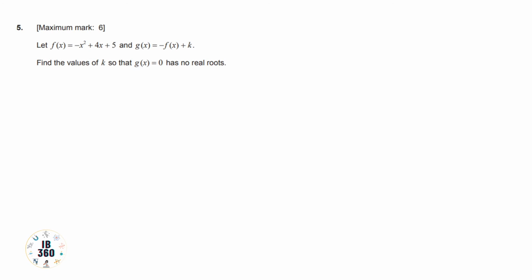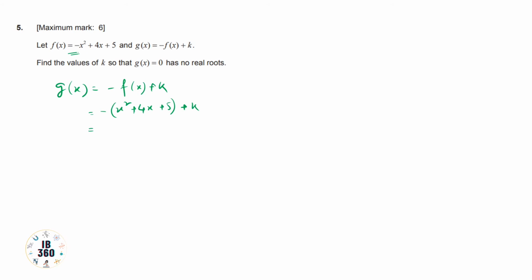Now the fifth question, let f(x) equals minus x square plus 4x plus 5 and g(x) equals minus f(x) plus k. So find the values of k so that g(x) equals 0 has no real roots. So this is a very simple question. We will do it like this. So first of all, g(x) equals minus of f(x) plus k. So the value of g(x) is minus of f(x). f(x) is given here. So minus of (minus x square plus 4x plus 5) plus k.